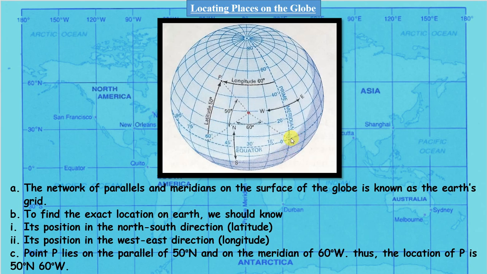You can see here prime meridian 0, then 15, then 30, then 45, then 60. So the longitude is 60 degree longitude, and in the west direction, so we'll be writing 60 degree west. So what is the location of point P? The location of point P is 50 degree north and 60 degree west.